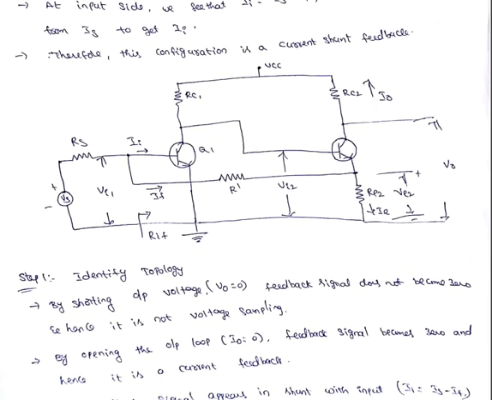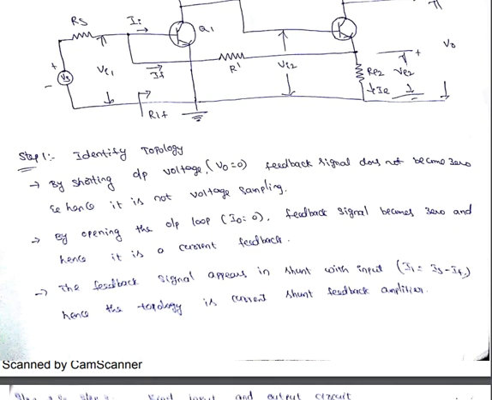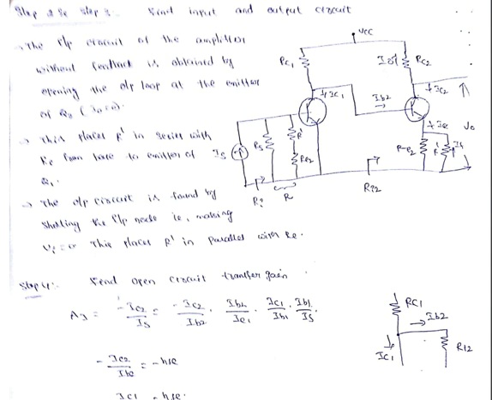So from this one you identify your topology as the solution: by shorting the output voltage, the feedback signal does not become zero, hence it is not the voltage sampling, and by opening the output node the feedback signal becomes zero, hence it is a current feedback. The feedback signal appears in shunt with the input, hence that topology is a current shunt feedback amplifier. In this amplifier, the feedback elements are the R dash and RE2. So these two resistors are present in both the input and the output sides.